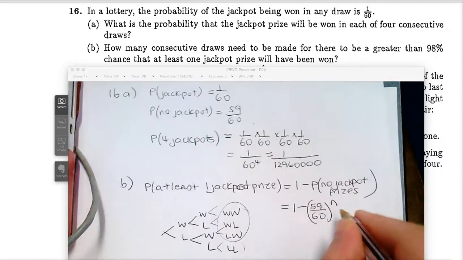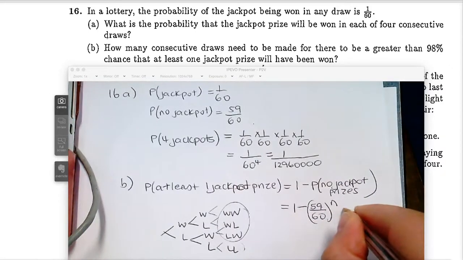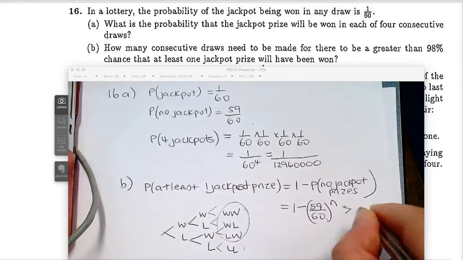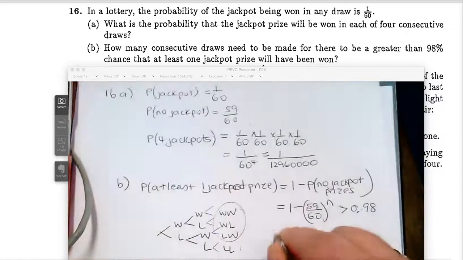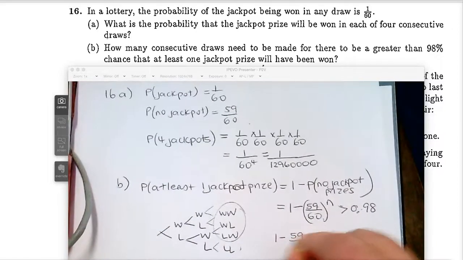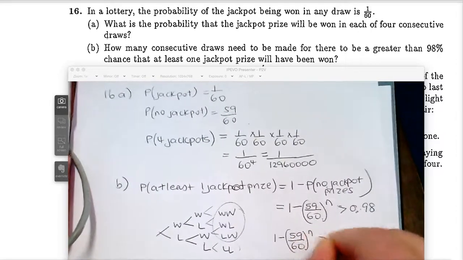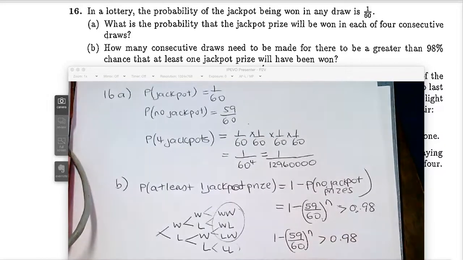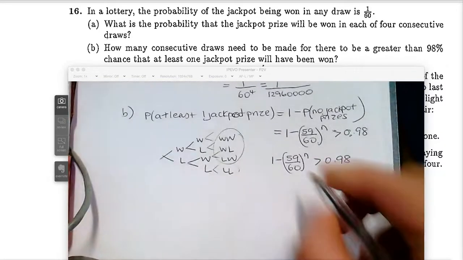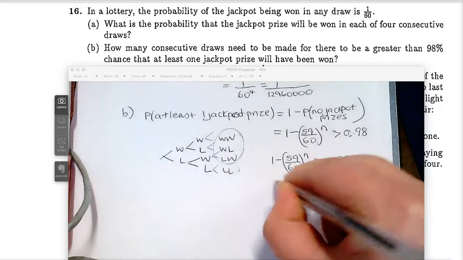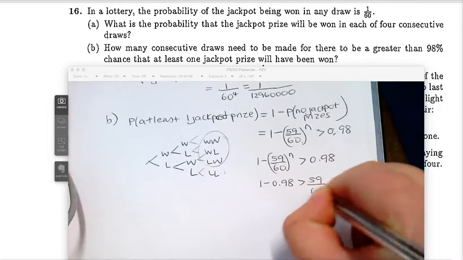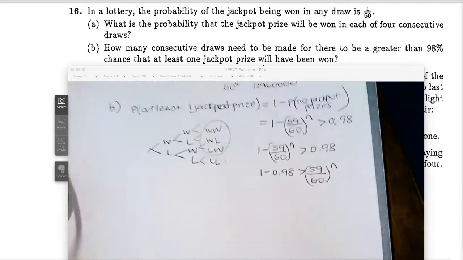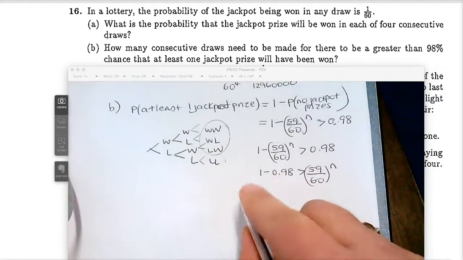So if you want that to be greater than 98%, you make that greater than 0.98, because that's what 98% is. So it becomes 1 minus 59 over 60 to the power of n has to be greater than 0.98. So taking that to the other side in this one, 1 minus 0.98 is greater than 59 over 60 to the n. So what's 1 minus 0.98?